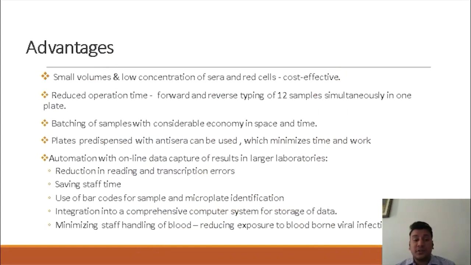The advantage of this testing methodology is that small volumes are required and it is very cost effective. Second, the operation time is drastically reduced. We can do 12 samples of forward and reverse typing in one go. Then the batching facility is always there, and this makes the operation quite economical. The plates, as we have already discussed, can be already coated with antisera, which again minimizes time and work. And automation facilities are available with microplate technology.